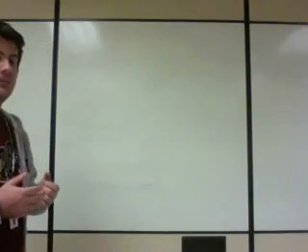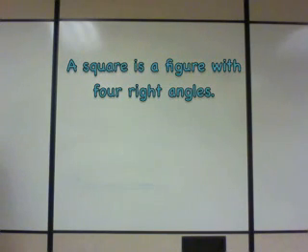Let's take a look at an example of a definition that's not a good definition, that's not reversible. We have a definition on our board here. A square is a figure with four right angles. Now, so far, this is a true statement. A square certainly does have four right angles. But let's reverse it and see if it's still true.